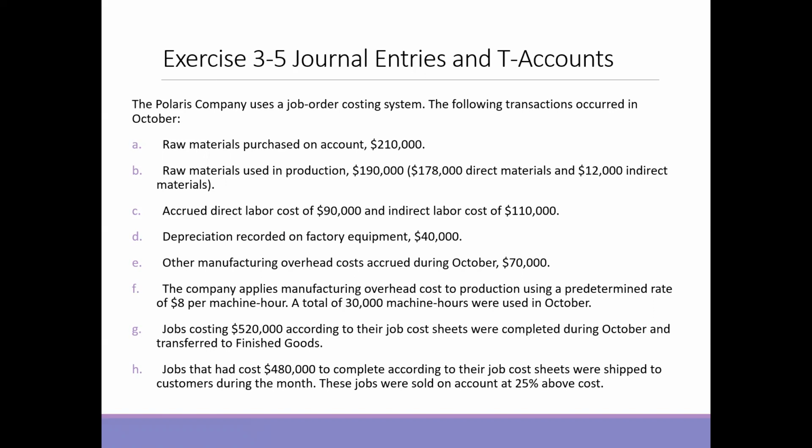So we're going to look at this exercise. The Polaris company uses a job order costing system. The following transactions occurred in October. So we are going to take these transactions and we are going to prepare journal entries. Okay? Just like we've gone through in the PowerPoint here.